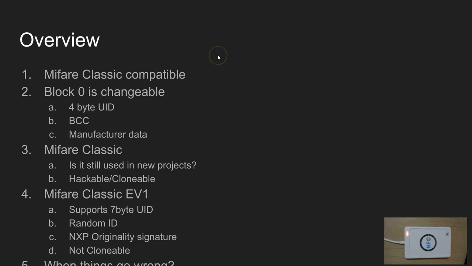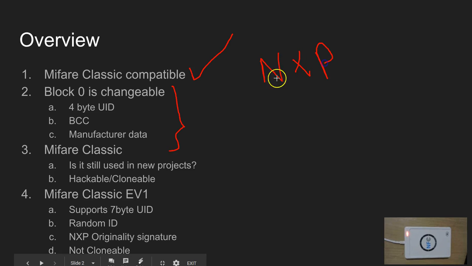Just a little bit of an overview. Probably some of these things will be a repetition if you have seen my previous videos. These UID changeable tags are MIFARE Classic compatible tags. Some of the features: block 0 is not modifiable on the original NXP MIFARE Classic tags, whereas in UID changeable tags you can modify block 0, which consists of the 4-byte UID, the BCC, which is a checksum, and the manufacturer data.